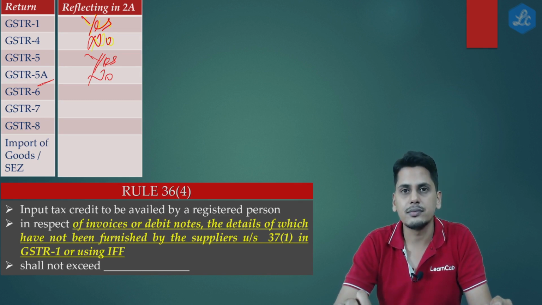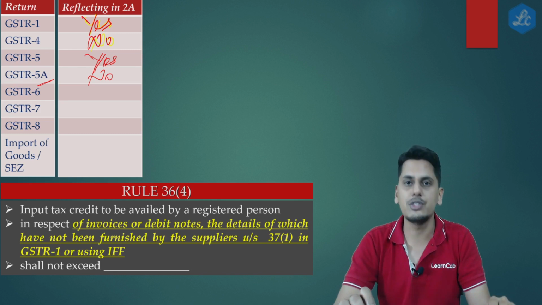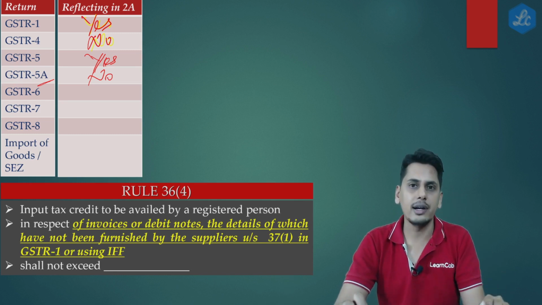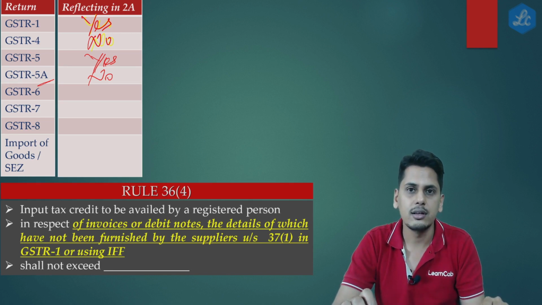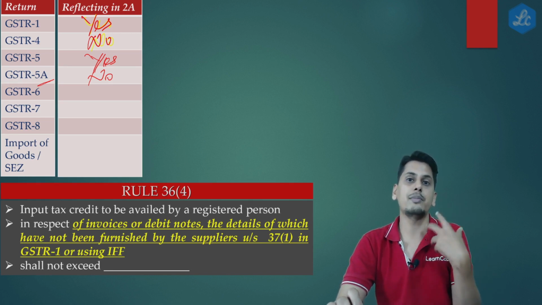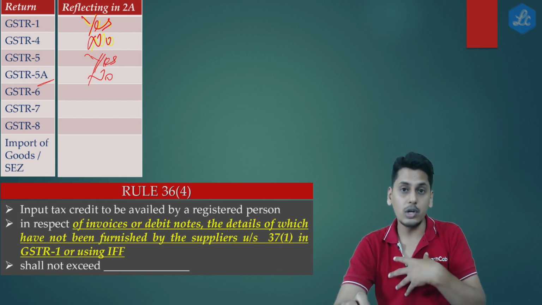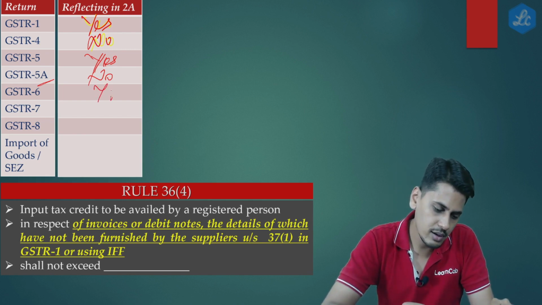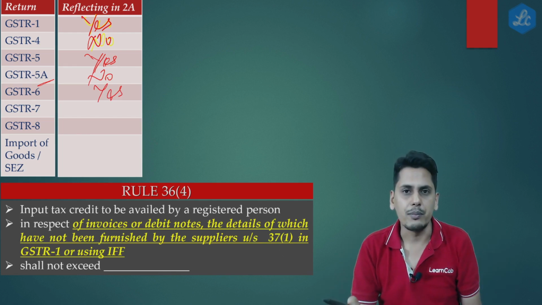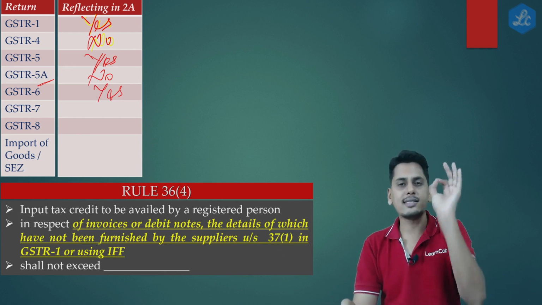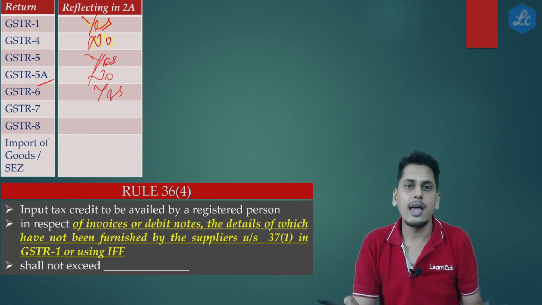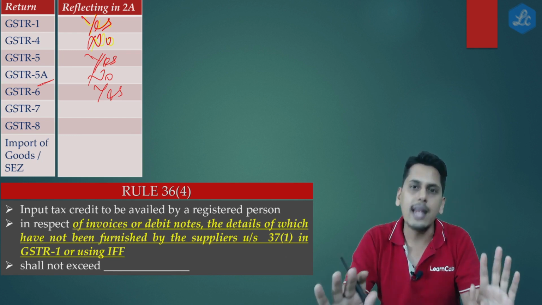GSTR 6. Let's suppose you are an input service distributor and I am the recipient of credit. You have given me an ISD invoice. Can I take credit? Yes. So should there be an auto-population in my GSTR 2A? You will have to give invoice wise details. Yes, there will be auto-population in my 2A. Friends, the equation is very simple. Wherever at the opposite end the supplier is giving invoice level details, at the recipient's end auto-population will happen.